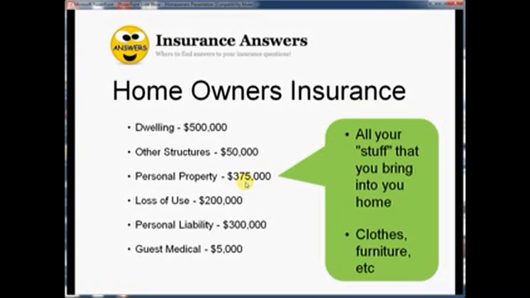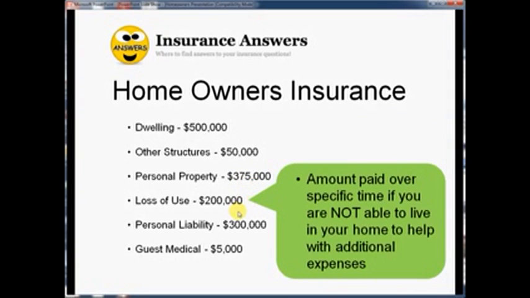A key facet here under personal property is there are specific limits on certain personal property items that are traditionally not covered, or there's limits on them, I should say, against theft of those items. Things like jewelry and furs and fine arts traditionally have limits on them that aren't covered all the way up to the $375. You want to talk to your agent or carrier in that case.